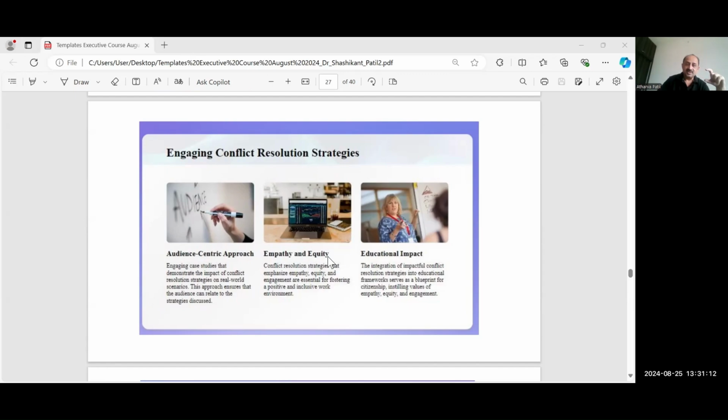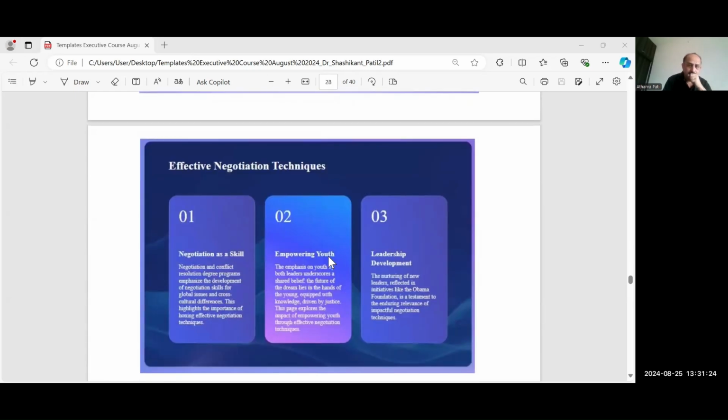If you want to engage them, your approach should be audience-centric, with empathy and equity. You have to check there, and educational impact you also have to see. So if you want effective negotiation techniques, you have to consider these three points. Negotiation as a skill: empower your youth, give them liberty, give them chances, delegate the power, leadership development. You need to nurture new leaders, which will reflect initiatives like the Obama Foundation, which helps a lot.